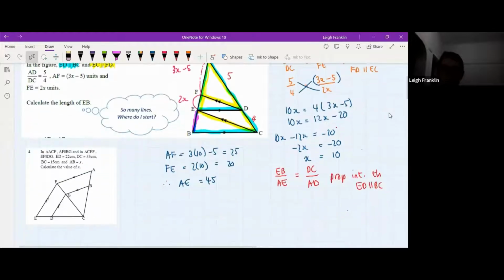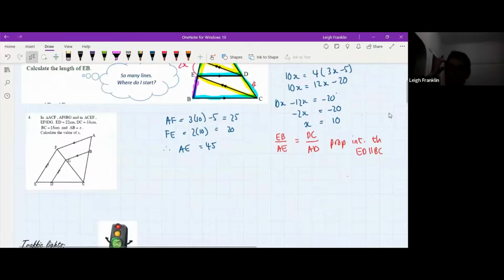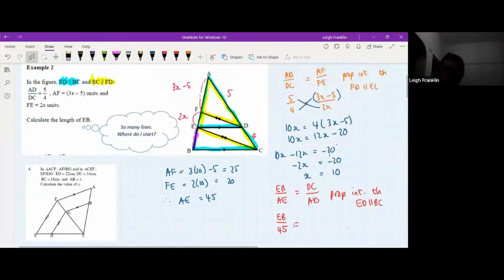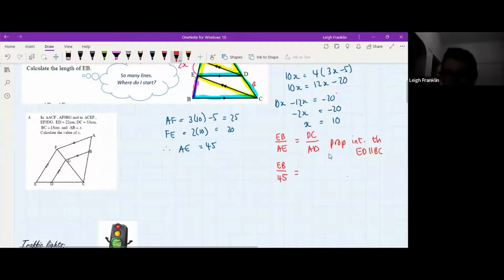Okay, I'm just going to move this up a little bit. And now we want to go and substitute in. All right, so EB over AE was 45. Then if you remember, we only had the proportions of DC and AD. It was 5 is to 4. So that's going to be 5 over 4.